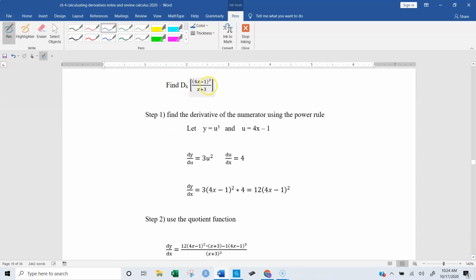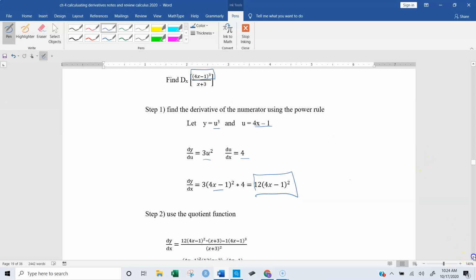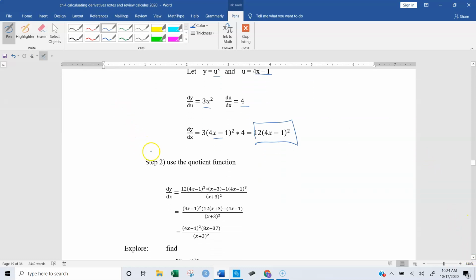We've got d/dx of (4x minus 1) cubed over (x plus 3). This time the (4x minus 1) cubed is our double. So we let y equal u cubed, and u equal 4x minus 1. Do our derivatives of each, multiply them together, replacing the u. So we end up with 12 times (4x minus 1) squared, the derivative of the numerator. Okay, now we have to do our quotient rule. So we do the derivative of the numerator times the denominator, x plus 3, minus the derivative of the denominator, well, the derivative of x plus 3 is 1, times the numerator, over the denominator squared.